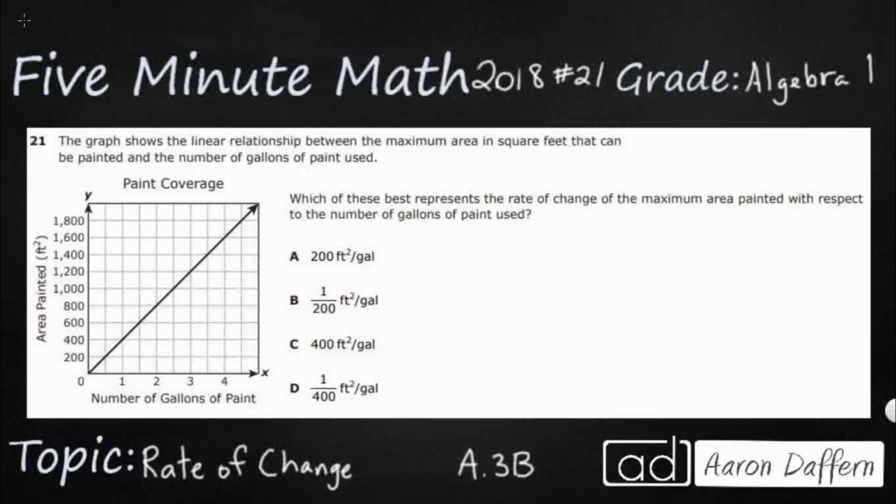Today we are looking at the Algebra 1 concept of rate of change. This is standard A.3B in the great state of Texas, and we are using item number 21 of the 2018 released STAAR test. If you haven't done so already, please go ahead and take a moment to pause the video, work this problem out on your own, unpause it, and we will look at our answers together.